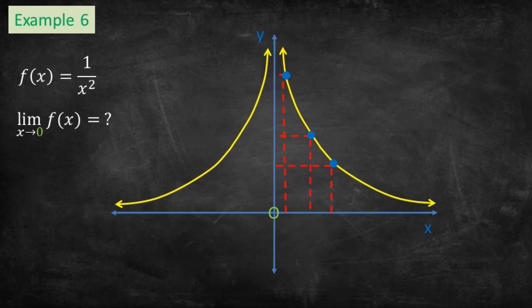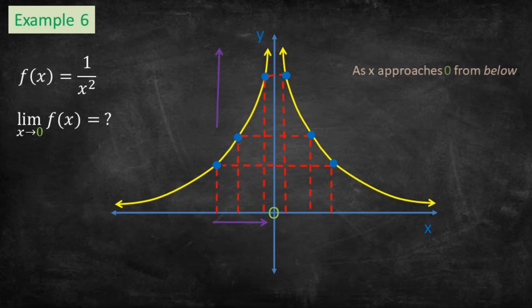We now approach 0 from below. Getting closer and closer to 0 from below, we see that the function values also get larger and larger. So we can say that as x approaches 0 from below, f of x approaches infinity.